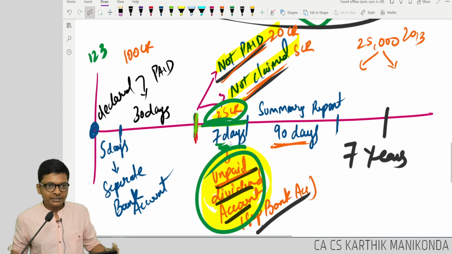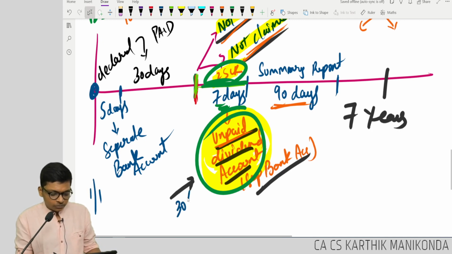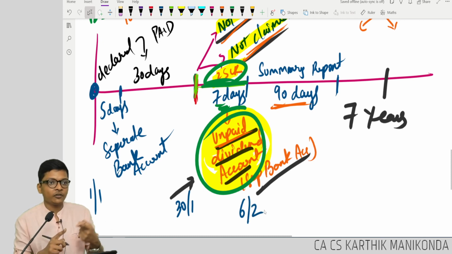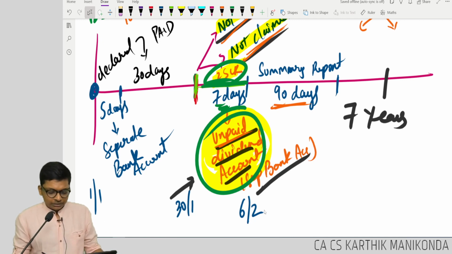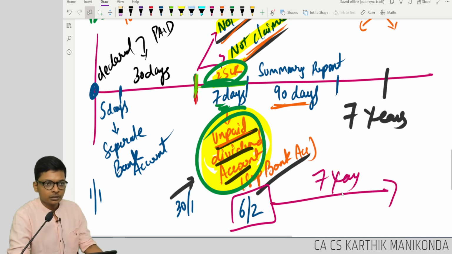Are you following, guys? For example, if I declare dividend on 1st Jan, I have to pay within 30th Jan. If I don't pay within 30th Jan, I have to transfer to the unpaid dividend account within 6th Feb. 31 you are forgetting: 31, 1, 2, 3, 4, 5, 6. Then if I transfer to the unpaid dividend account on 6th Feb, it will remain in this account for 7 years. Are you following, guys?